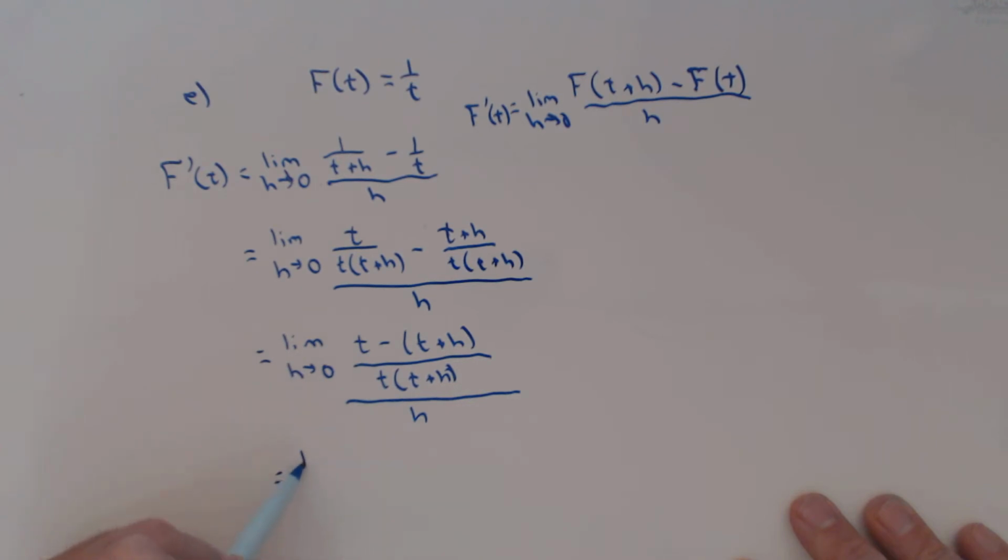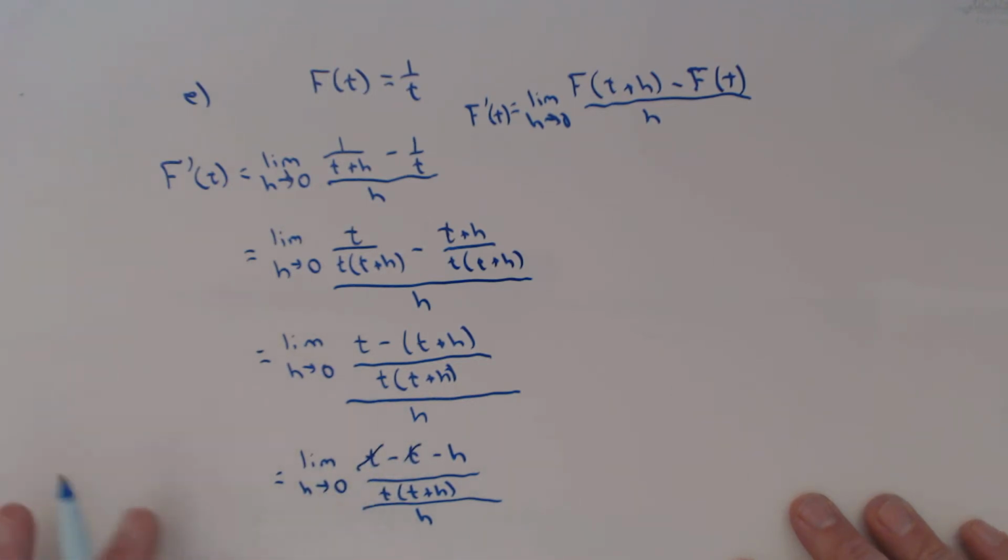Now, look at what's going to happen on top. So I got limit as h approaches 0. I'm going to distribute my negative, t minus t minus h, all over t times t plus h, all over h. Some people like to write it as times 1 over h, and that's fine. You'll get the same answer. Here's our big thing that happens. We get the t's to cancel.